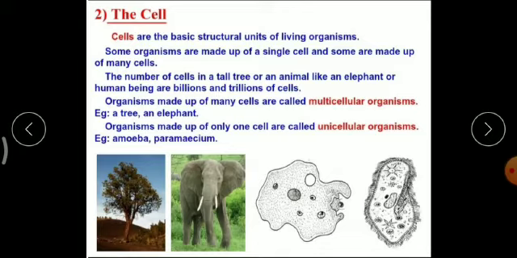Cells are the basic structural units of living organisms. Some organisms are made up of a single cell and some are made up of many cells. The number of cells in a tall tree or an animal like an elephant or a human being is in millions and trillions. Organisms made up of many cells are called multicellular organisms. Example: tree, elephant. Organisms made up of only one cell are called unicellular organisms, for example amoeba and paramecium.